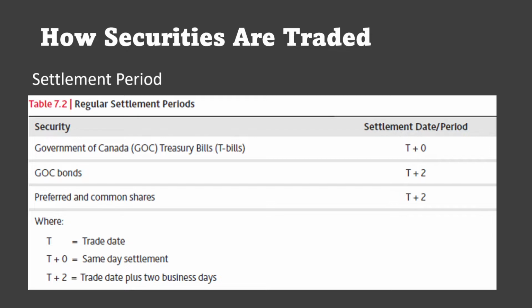Whereas if you buy a Government of Canada bond, let's say a 10-year bond, this is T plus 2. You buy it one day, it settles 2 business days later. The same goes for preferred shares and common shares: T plus 2, you buy it one day, it settles 2 business days later. It also works the same with mutual funds. They are T plus 2. The industry is trying to move more towards T plus 1, but for now we're at T plus 2.